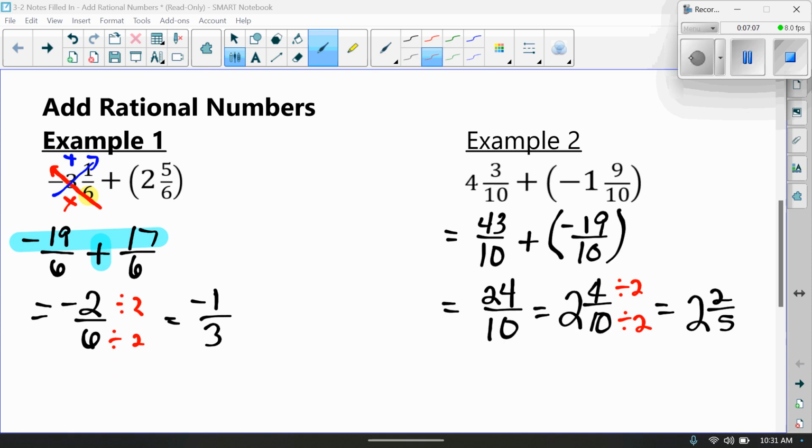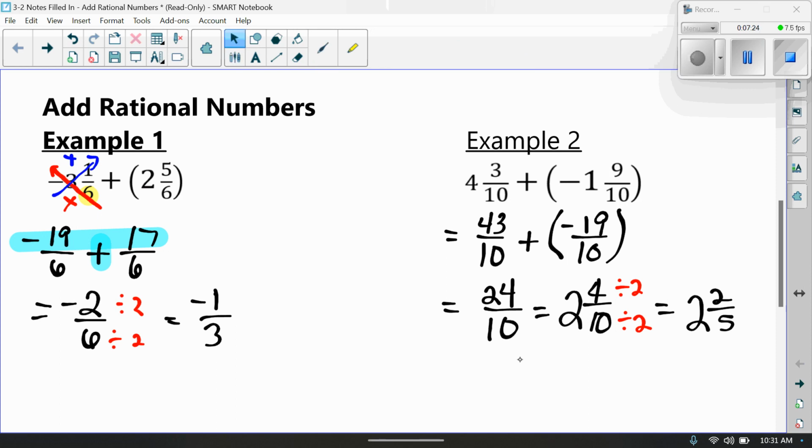All right, so for example 2, we do the same thing. We ended up with 43 tenths plus a negative 19 tenths. Then we subtract the digits and take the sign of the bigger number. That gives us the 24 tenths. And then we change that improper fraction back to a mixed number and then simplify.